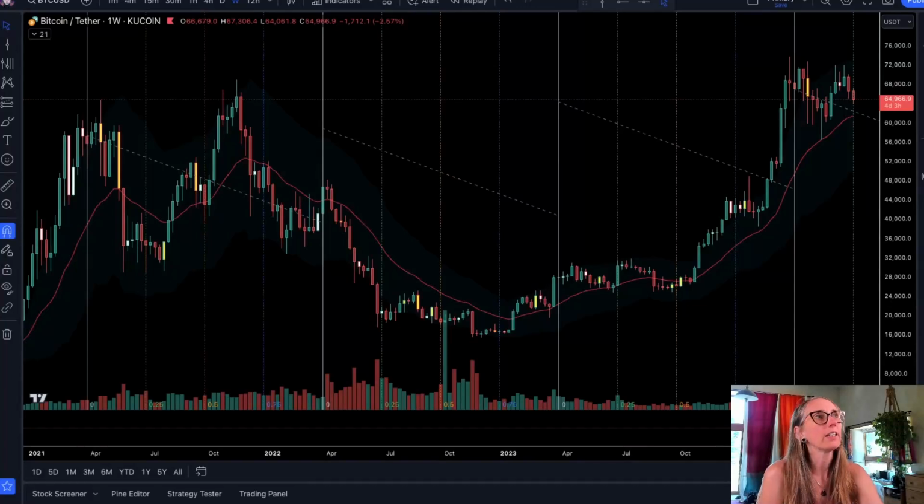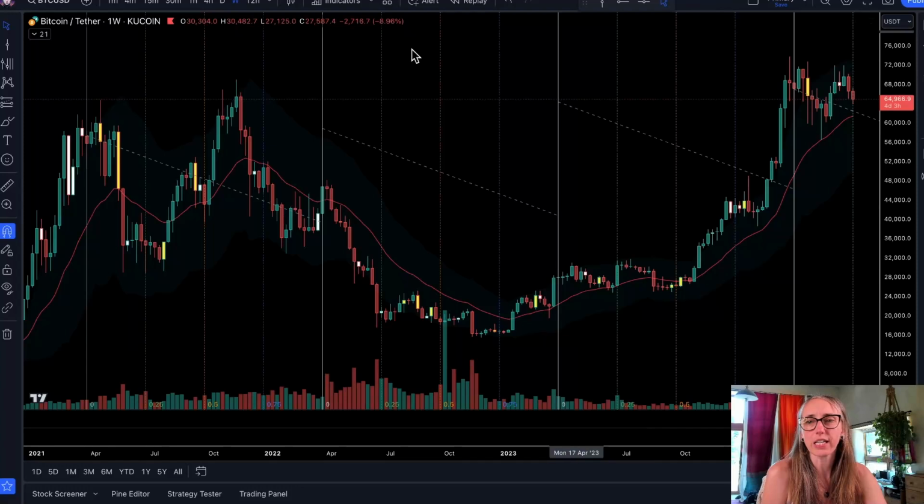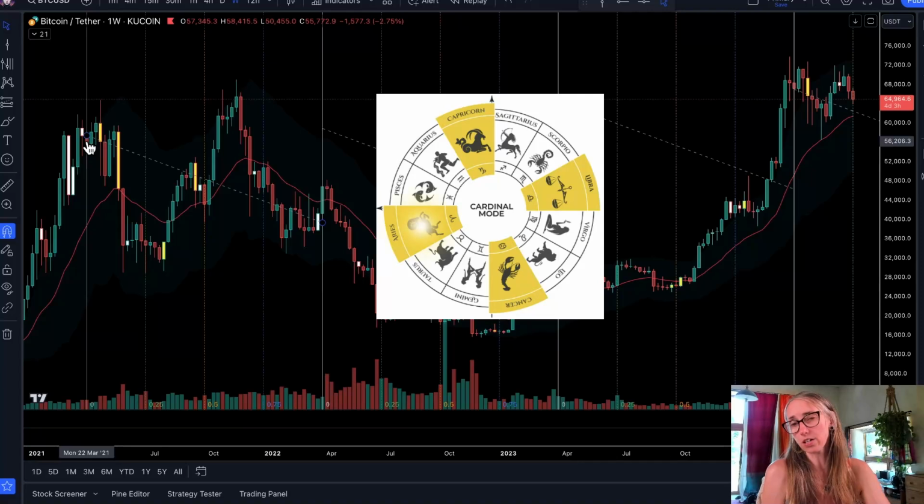Today, what we're going to do is review the Bitcoin chart with the seasonality of the quadrature of the zodiac on it. So let's take a look. Here is Bitcoin. What you can see that I've done here is I have applied a division of 1/4 of each astrological year. That begins with the sun ingress Aries here, and that's the spring equinox.